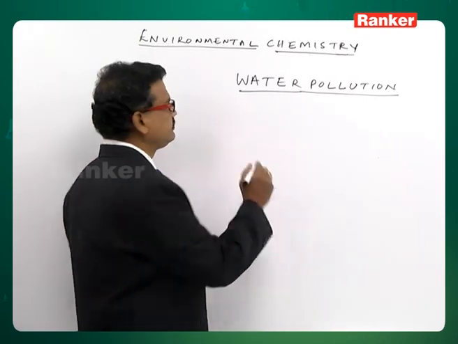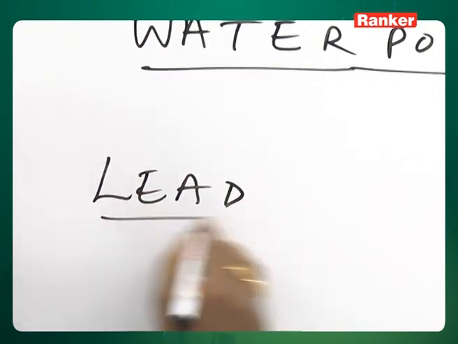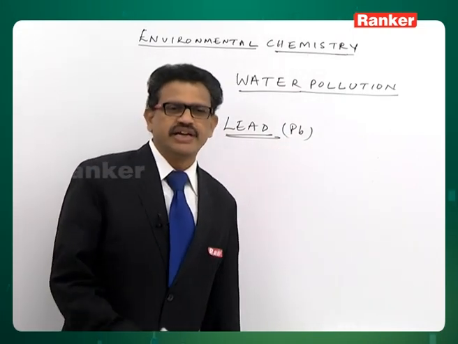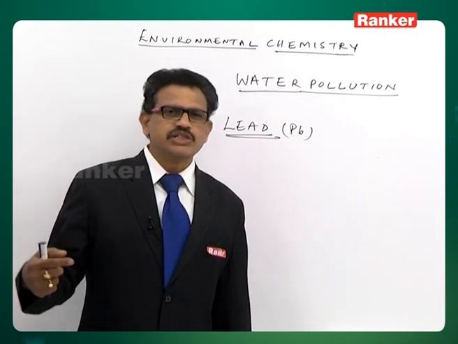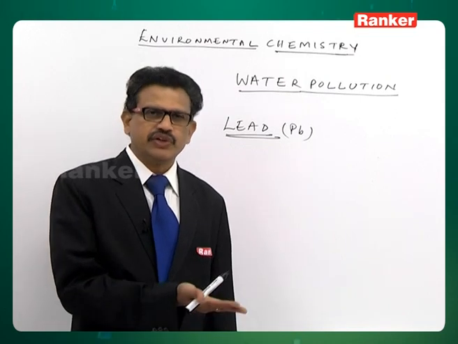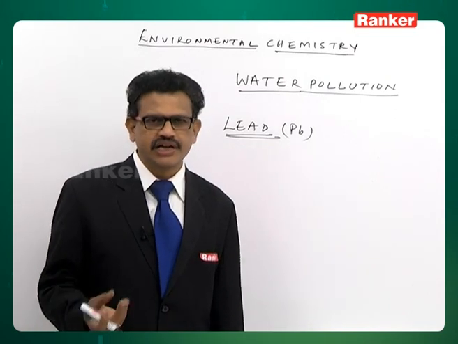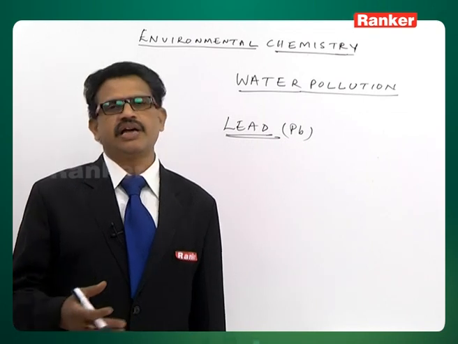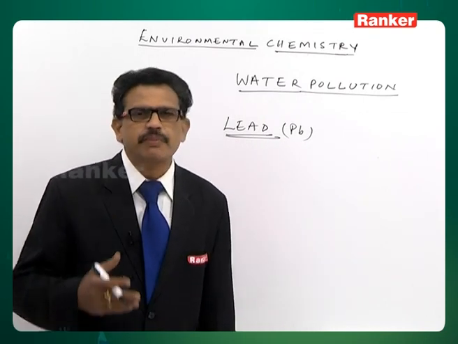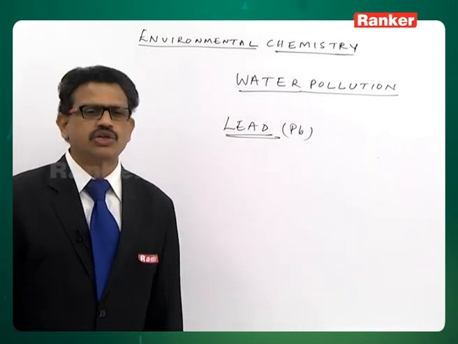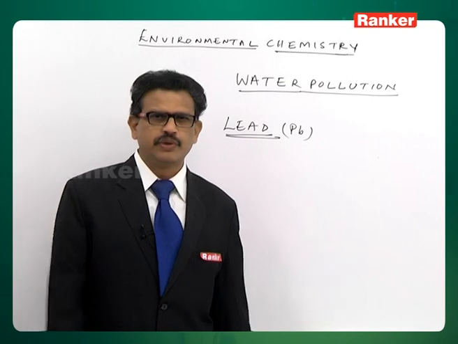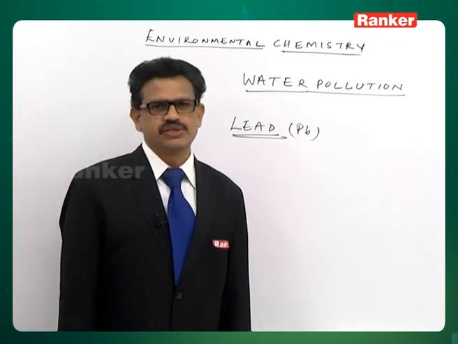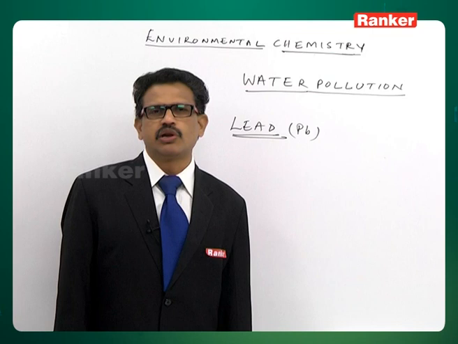Next is lead. Drinking water can be contaminated with lead when water is passed through lead pipes. During the transportation of water, pipes made of lead can cause lead pollution in the water. The prescribed upper concentration limit of lead in drinking water is 50 parts per billion, ppb. Lead can damage the kidneys, liver, and reproductive systems. So it is another major harmful water pollutant.